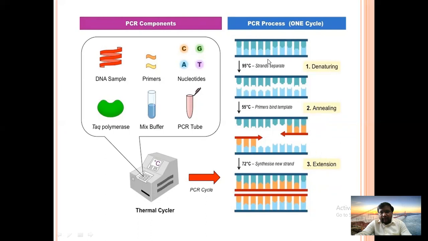The separation of the two strands occurs at 95 degrees Celsius, while in the next step, annealing, the temperature is 55 degrees Celsius, in which the primers bind to the template. The third step occurs at 72 degrees Celsius, where extension or polymerization occurs, and finally two copies are formed from the single copy.